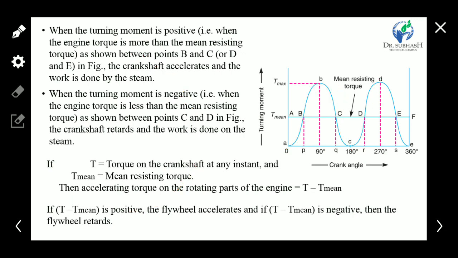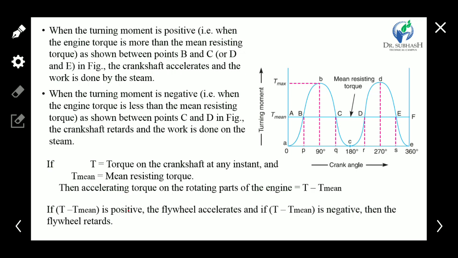Okay, clear? Now T is the torque on the crankshaft at any instant. Torque of the crankshaft at any instant of time, and T mean is the mean resisting torque. Mean resisting torque means the minimum torque required to move the engine. We can say that T mean is the minimum torque required to start the engine and to continue the engine. This is the mean resisting torque.